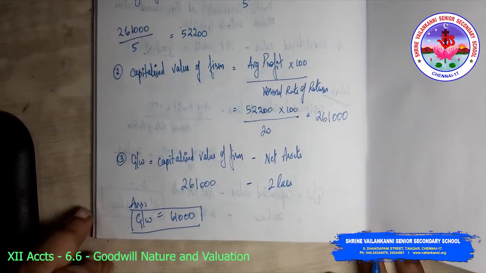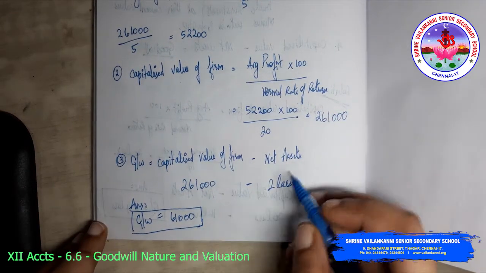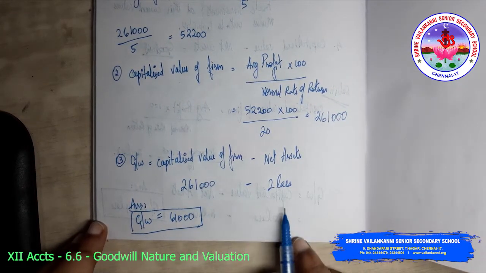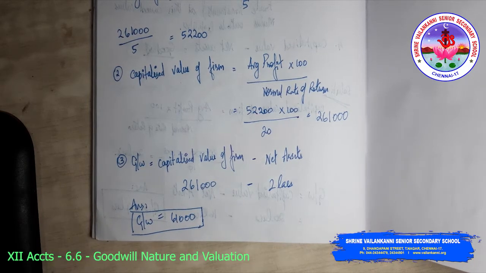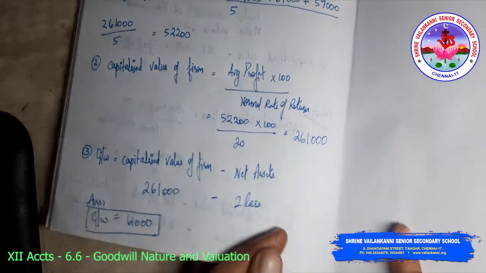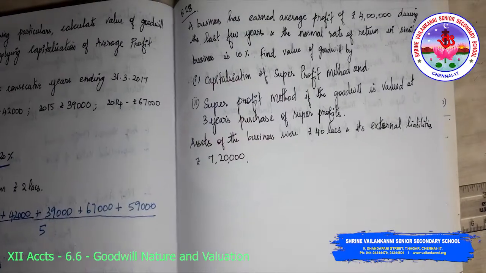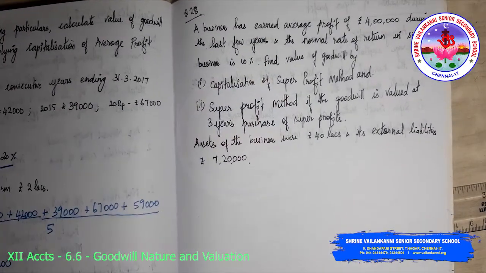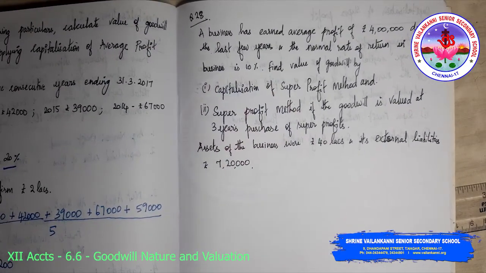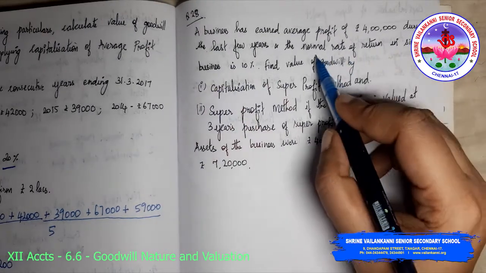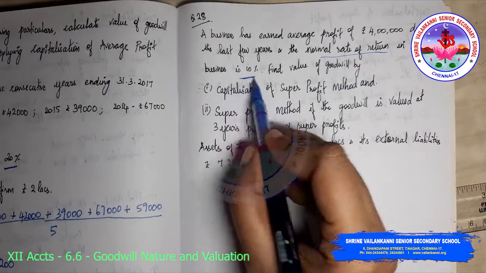I hope that this is clear. 61,000 is the goodwill, because 2,61,000 minus 2 lakhs. So it's quite simple if you can understand how the sum works. Then the next question: a business has earned average profit of 4 lakhs during the last few years, and the normal rate of return in similar business is 10%.